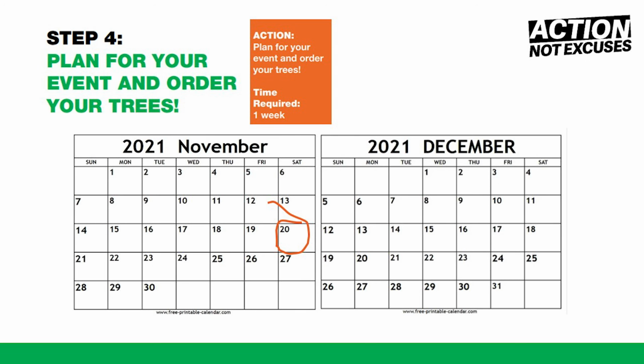If you want to do your tree planting event from the 22nd of November onwards, you can order your trees at any point between now and the end of September. So you've got a little bit longer for that period. But if you want to plant before the 21st of November, your order needs to be in before the end of this month.